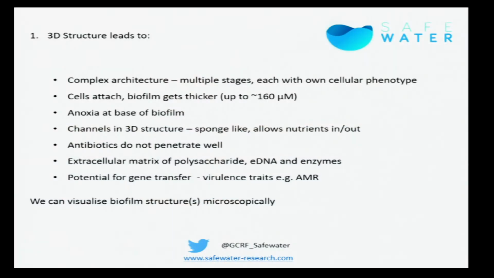3D structure leads to this architecture. It's lots of different cellular phenotypes. The biofilm grows, gets thicker, maybe up to 160 microns or more. We have anoxia, no oxygen at the base of the biofilm. We have channels in the 3D structure that's a bit like a sponge, and it allows nutrients in and out.